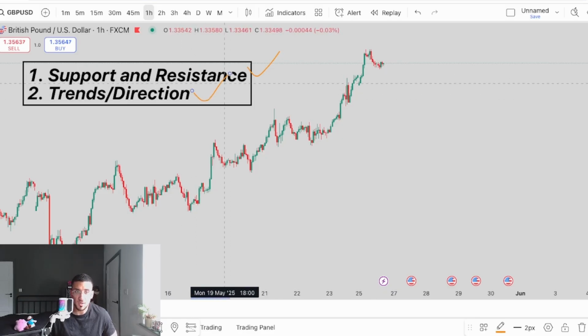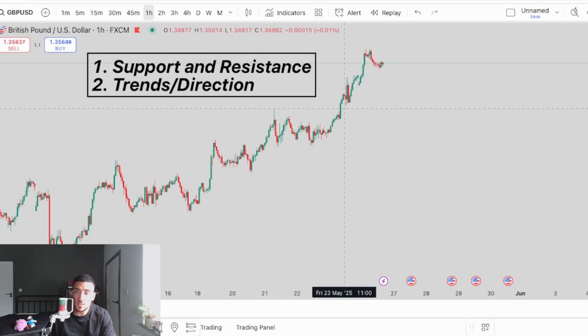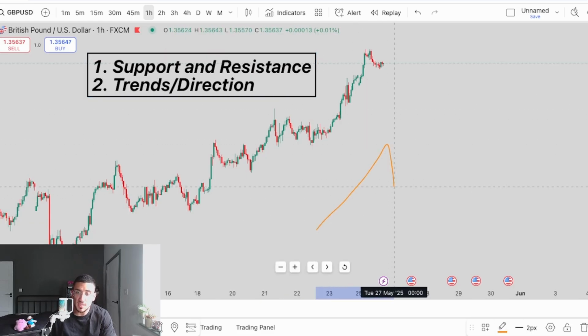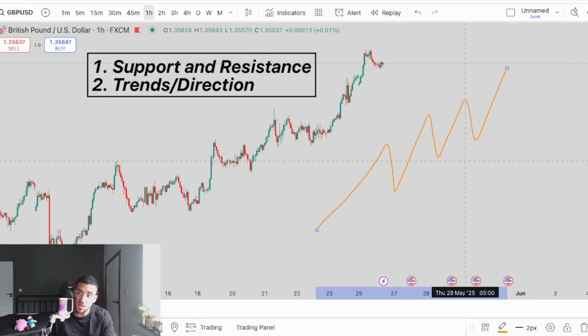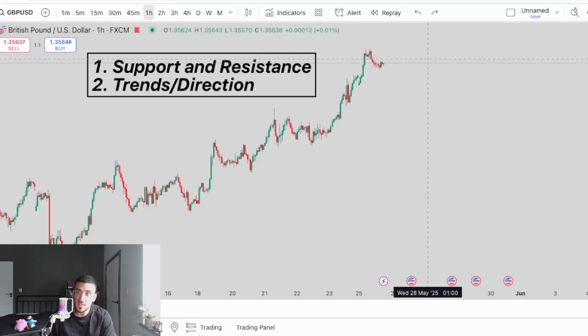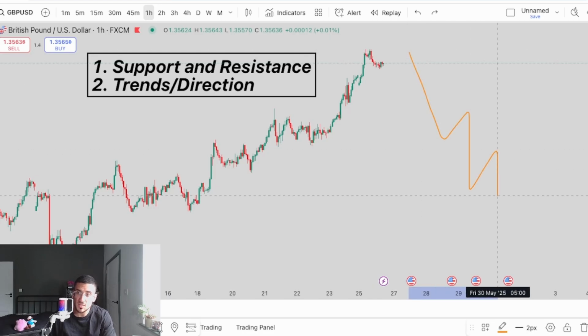Okay, so in terms of identifying your trends, let's just break it down very, very simply. If you see price is making higher highs and higher lows, guess what? You're in an uptrend. If you see price is making lower lows and lower highs, guess what?